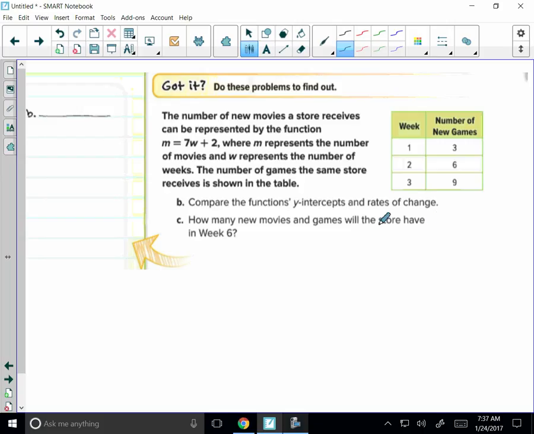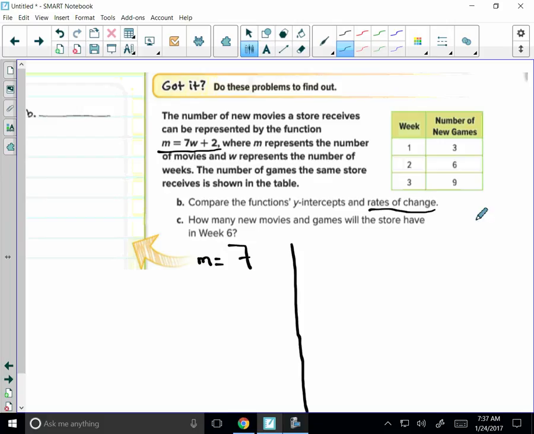So I'm going to start by finding the rate of change for both of them. So up here I have m equals 7w plus 2. Remember, rate of change is the same thing as slope. So slope for my first part is 7, and I know that because it's being multiplied with something. I make a line so I can write over here.